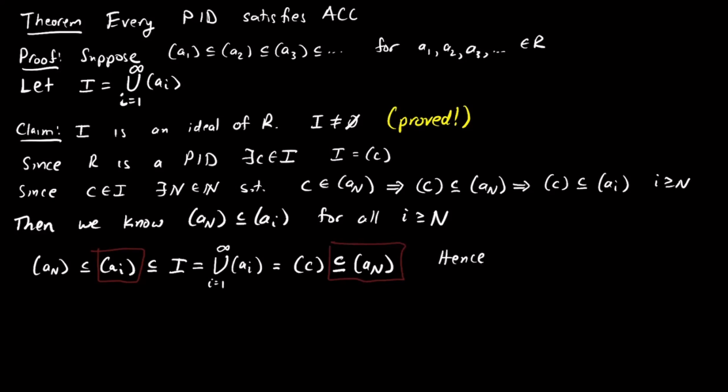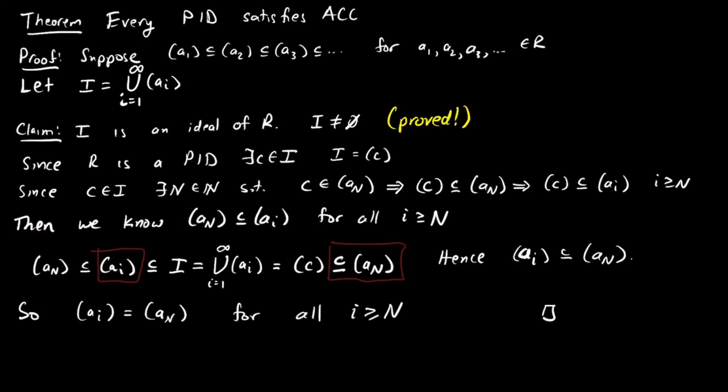So I can say hence the ideal generated by A_i is a subset of the ideal generated by A_n. So what I've shown is that the ideal generated by A_i is equal to the ideal generated by A_n for all i bigger than or equal to n, and I've proved my ascending chain condition.